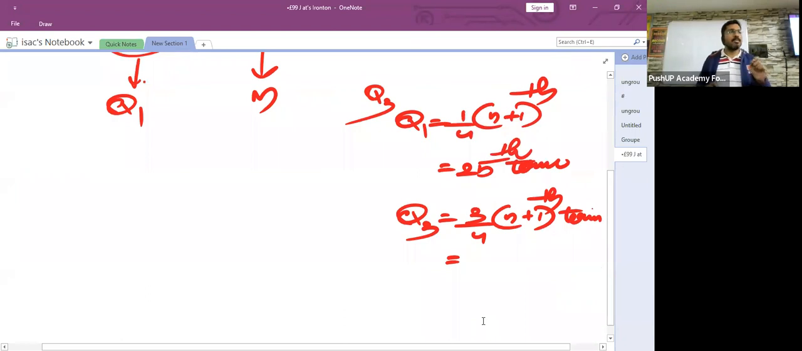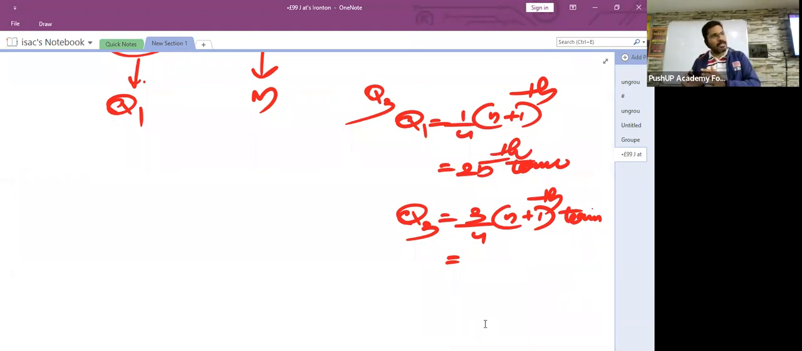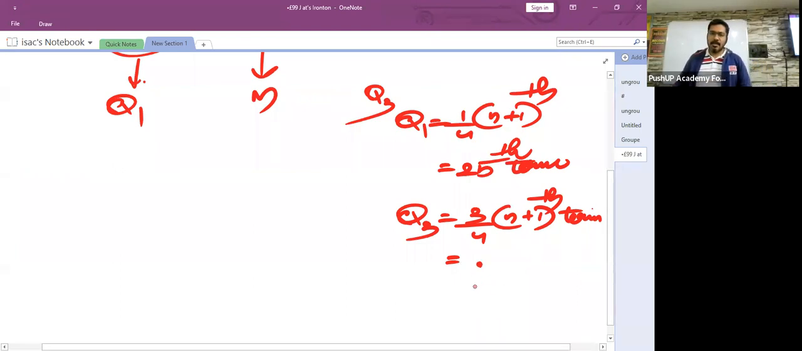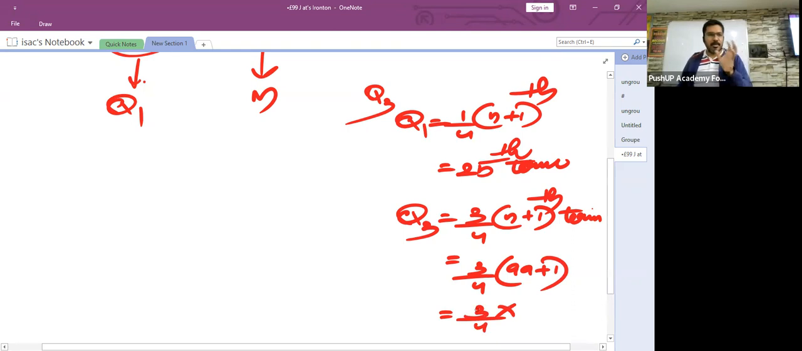Because in the textbook, you learn the formula as 3 into n plus 1 by 4. So that is a ready-made formula. Now, did you understand what that formula is all about? You're just finding 3/4 of the total number of observations given to us. So that becomes 3/4 into 99 plus 1. Look, are you following it now? Children, online students, are you all getting a proper perception about this? Okay.